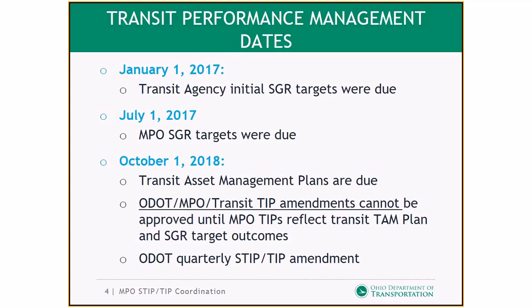and asset management plans. And then the third activity that's going to take place on October 1st is ODOT submits its quarterly STIP amendment. So you can see there's a convergence of requirements that all need to take place effective October 1st. And in order for the MPOs to be prepared to provide their documentation for that October 1st date, we all need to be talking now.